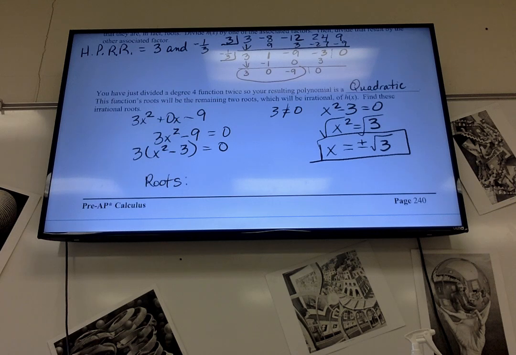So my total roots, there are 4 of them. We had negative 1/3, 3, negative square root of 3, and the square root of 3. Those are my 4 roots, rational and irrational. All the 4 places where it crosses the x-axis. You can figure them out.